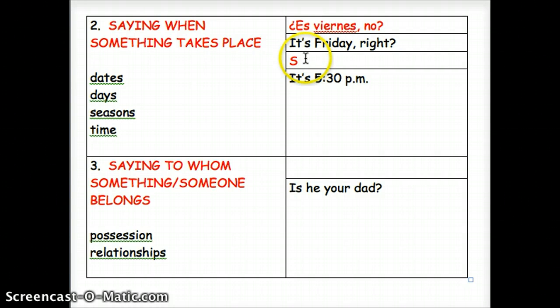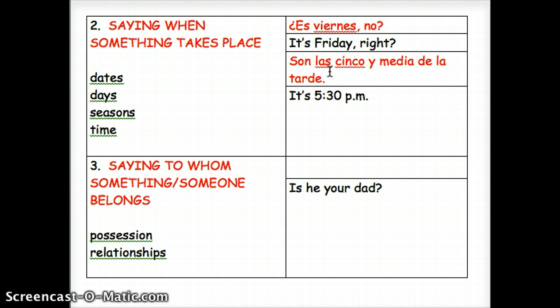You could also say sí. So don't get thinking like, well, it's only Friday for one day. Nope, today is Friday. It being Friday makes today what it is. So when you're talking about something taking place, think ser. It's 5:30 p.m. Son las 5:30 de la tarde.